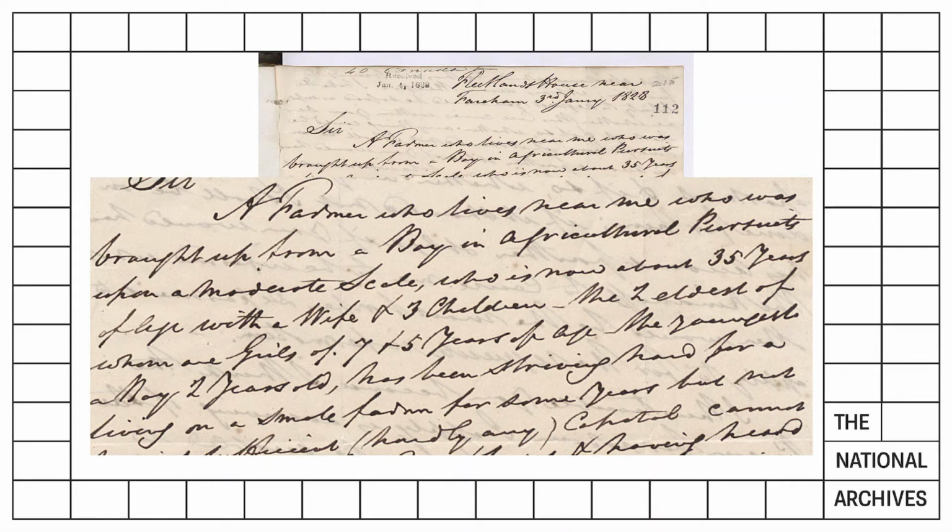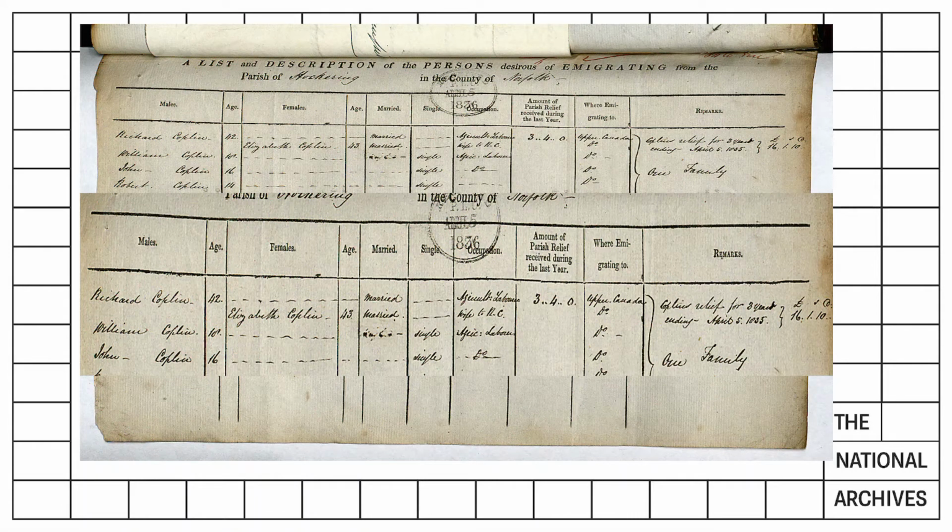And here's a record from the Poor Law Records in Norfolk relating to the emigration of a family to Upper Canada in 1836. Again, there's no comprehensive name index on our catalogue, so it's a case of ploughing through the records by year and by month.